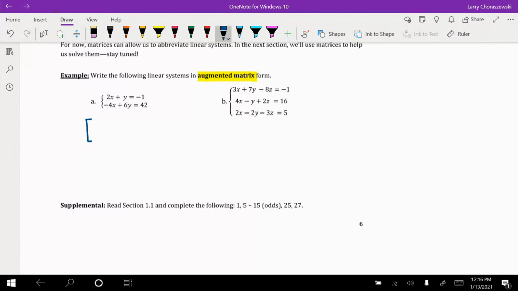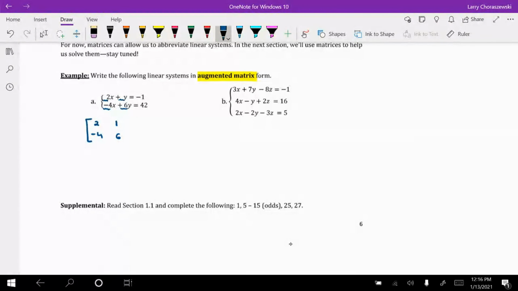In this first row, I'm going to write out the coefficients of the variables x and y, without the variables and without that plus sign there. It's going to be 2, and I'll leave a little bit of a gap there for the coefficient of y, which is 1. And I'll do the same using the coefficients of the variables x and y in the second equation. So -4 and 6 is what I'd put there.